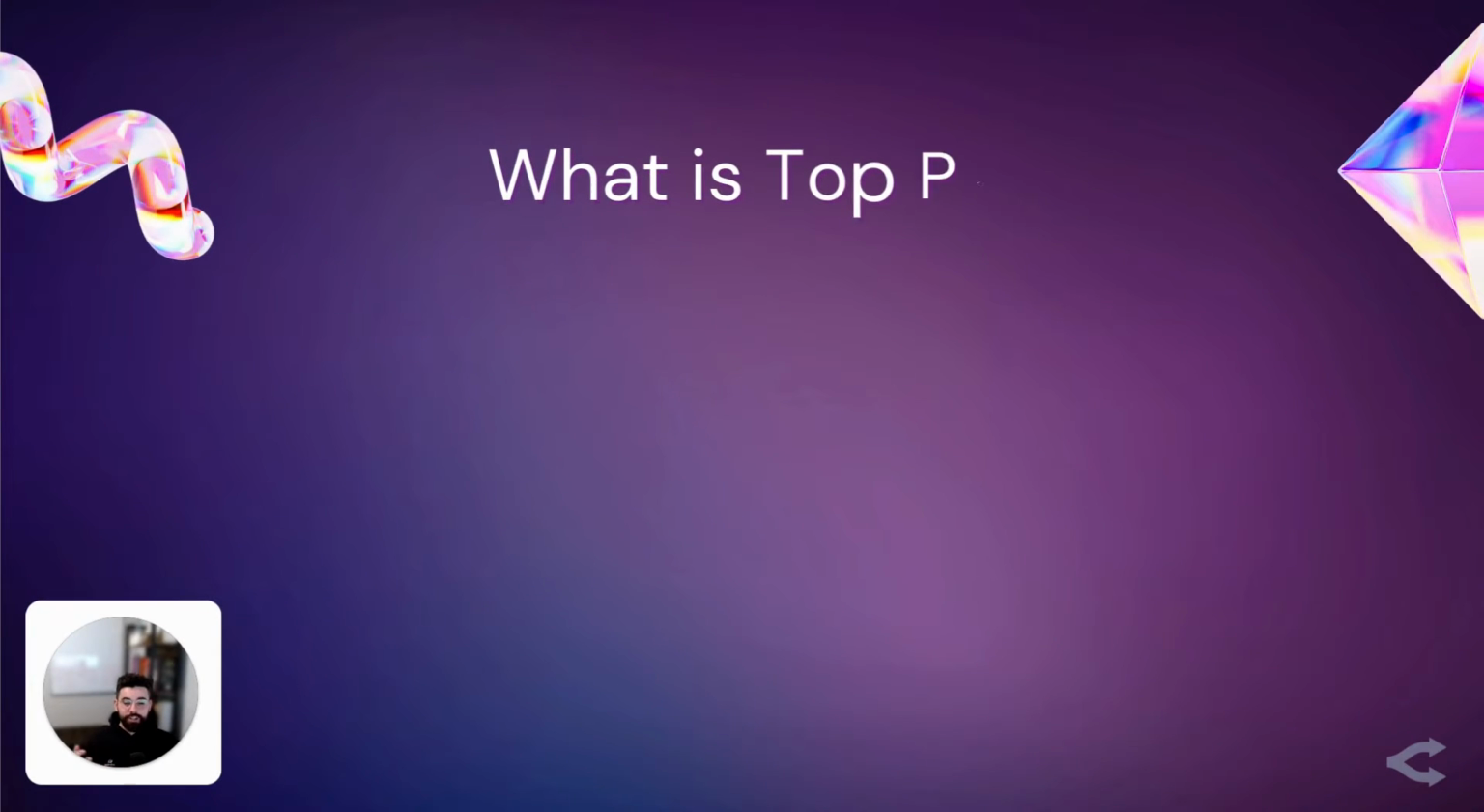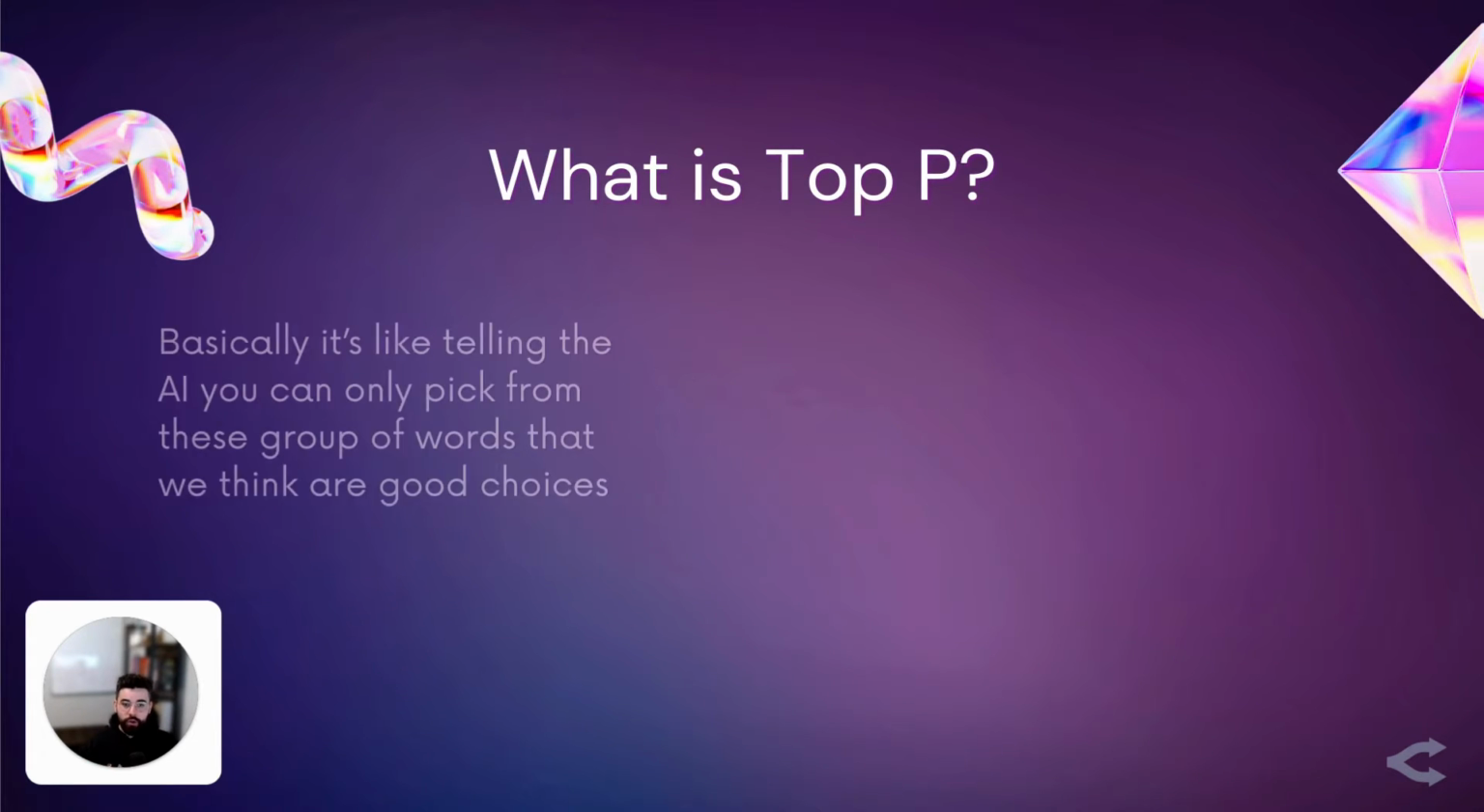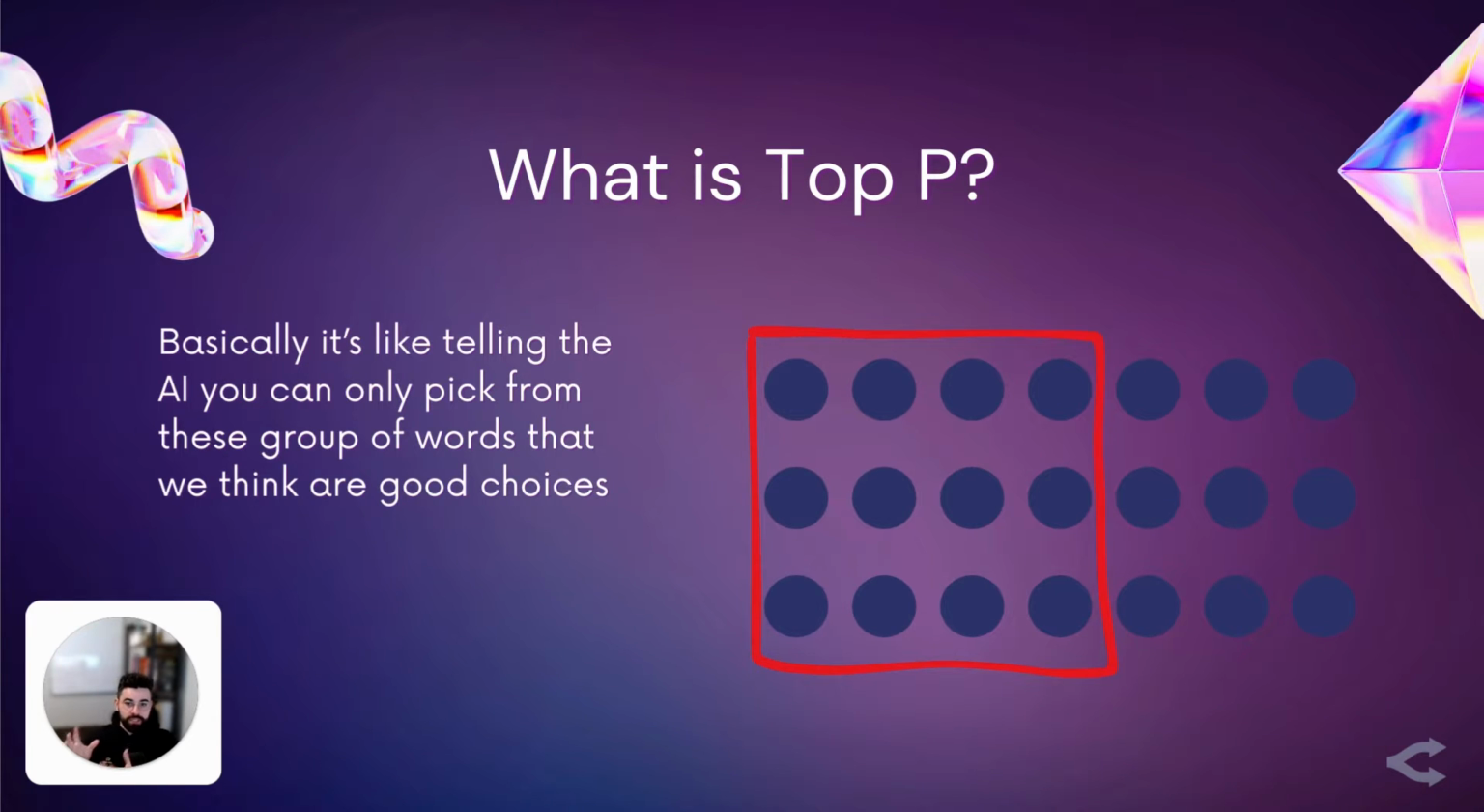Hey everyone. So today we're going to be diving into the top P parameter when we're building with our AI models. You can think of top P sampling as the AI's way of deciding which words to consider when it's writing something. It's like setting a rule that says, hey AI, you can only pick your next word from this specific group of words that we think are good choices.